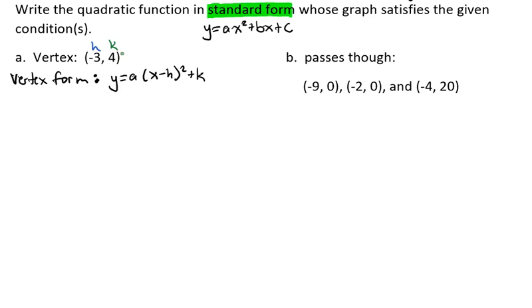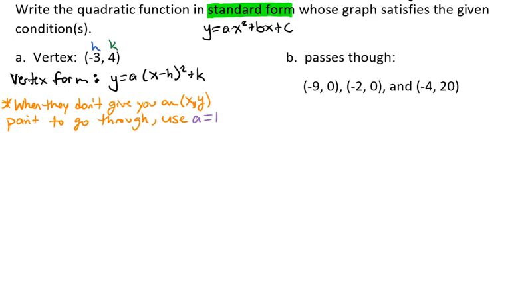Now, if it didn't give us a point to go through, then we're going to use an a value of 1. So normally they'd give you the vertex, and then it might also say through a point x comma y where they'd give you the numbers. But if they don't, you're going to use an a value of 1. So what we're going to do here is we're going to plug in what we have.